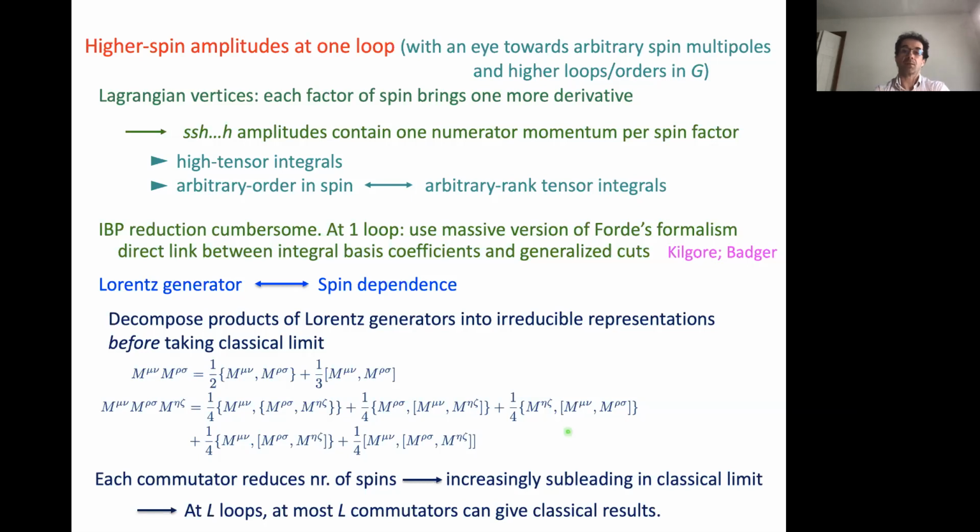However, at any number of loops, one has superclassical terms, or classically divergent terms, which can compensate for such a reduction. And in fact, at L loops, one has L units of divergence, so to speak. So at L loops, one should keep up to L commutators. More than L commutators are not relevant, but L of them can be important.